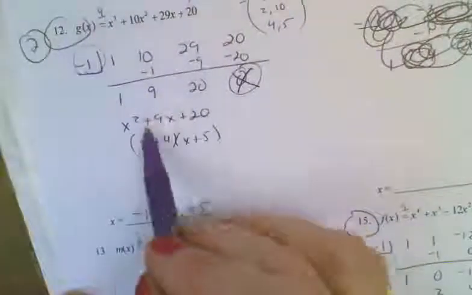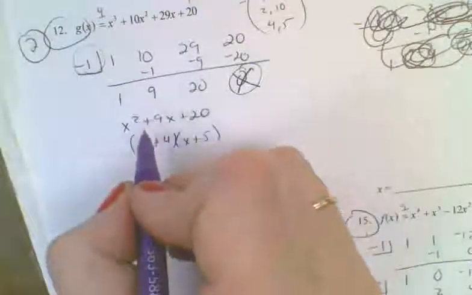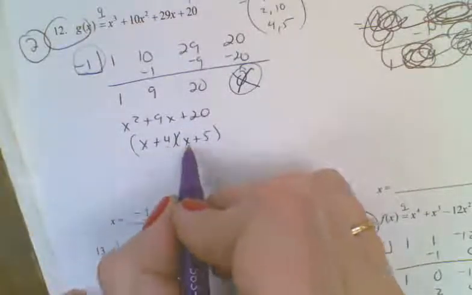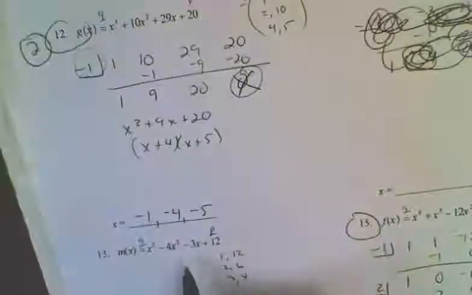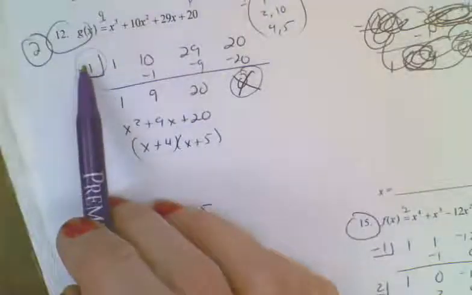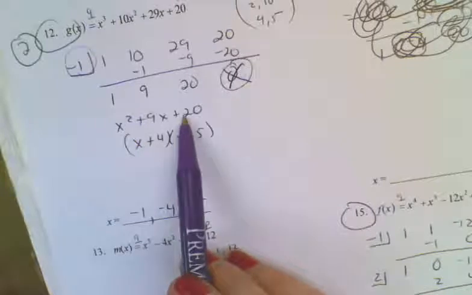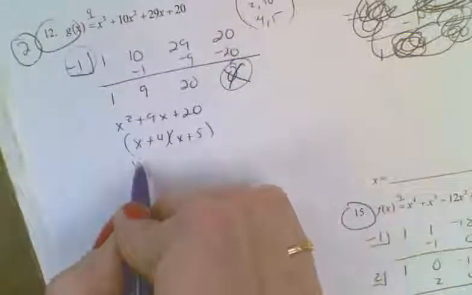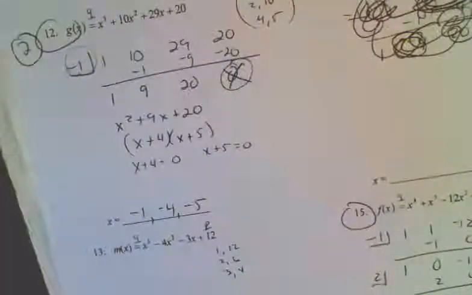So what's left is x squared plus 9x plus 20. Now I see that I can factor that quadratic into x plus 4 and x plus 5. When I set those factors equal to 0, I get negative 4 and negative 5. So I've got my one root from the division, because I got a remainder of 0. What's left in the answer row, I could factor, then set each of those factors equal to 0, and solve those equations.